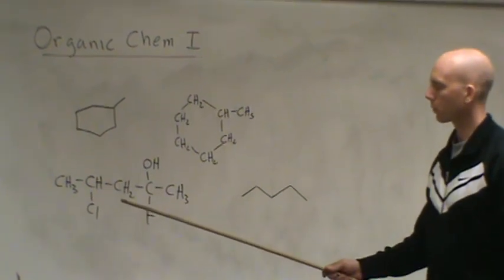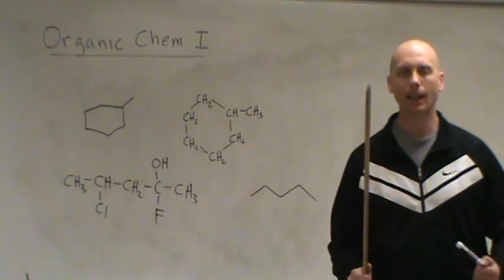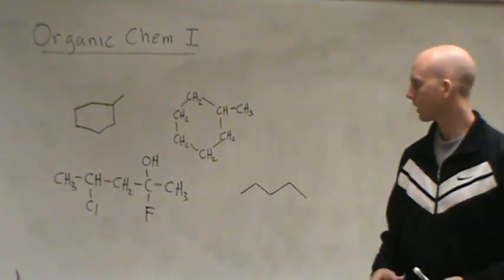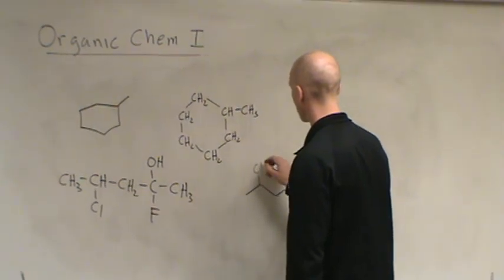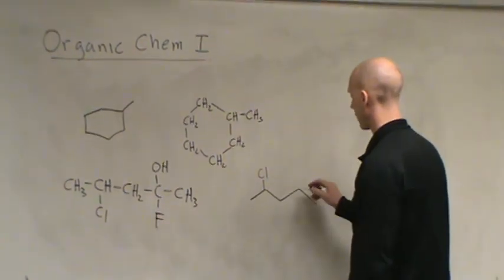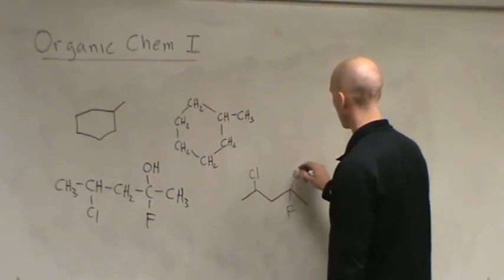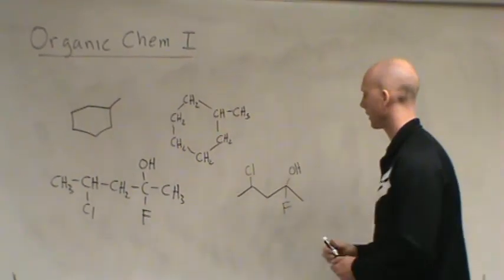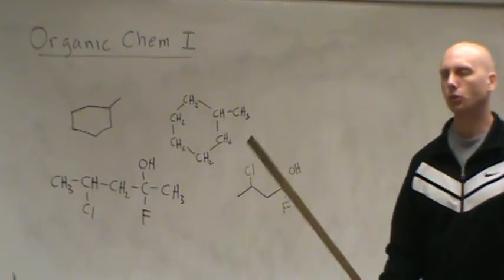And now I have an important rule. Anything that is not a carbon, I have to draw that atom. Okay, so the chlorine is on this second carbon. And I've got a fluorine and an OH on that carbon. Okay, so I have to draw those in.